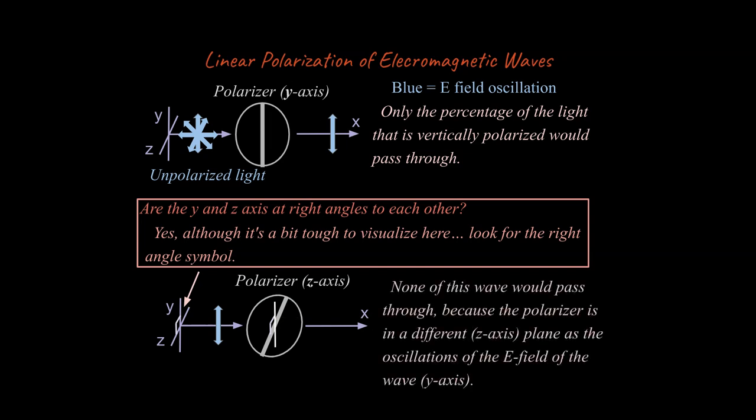Well, essentially none of that wave energy would be able to pass through. The polarizer is in a different axis, and so it's going to block that wave energy from passing through. It's kind of like saying, if you have a force vector completely in the y-axis, how much of that is in the x-axis? Well, the answer is none of it is, right? It's completely in the y-axis, none of it is in the x-axis, so it's not going to be allowed to pass through in this case.